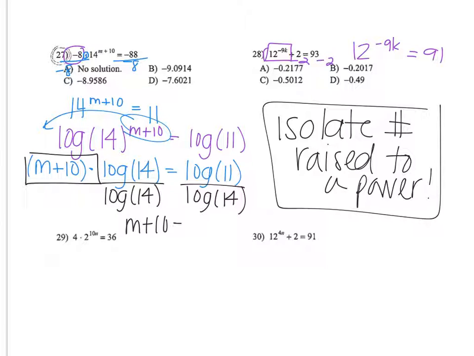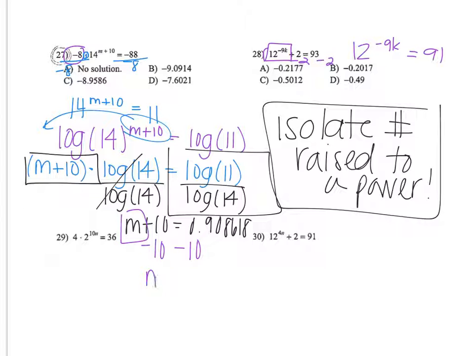M plus 10 equals, on the right side is what you're typing in. From there, get m by itself by subtracting. Remember, you can pause this video at any point in time if I'm going too fast for you. And then rounding appropriately. Gives you a final answer of choice B.